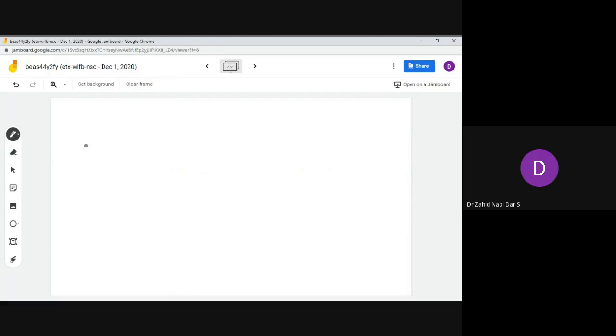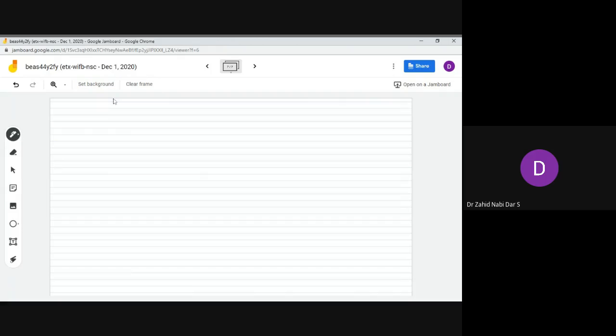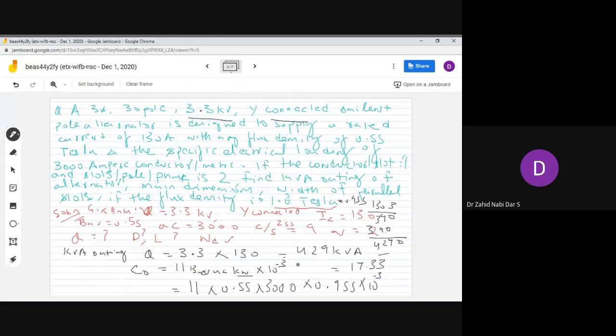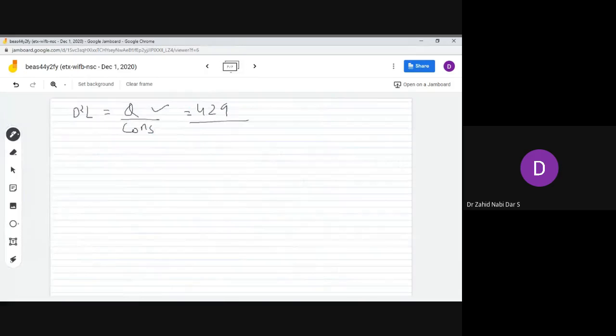In order to get the main dimensions, you again have this particular formula. Main dimensions: D square L is equal to Q by C naught Ns. So the Q value you calculated is 429, and the C naught value is also there, 17.33. Now you have to calculate the value of Ns. Ns is nothing but 2f by p, so it will be 2 into 50 over the number of poles. How many poles are there in the machine?